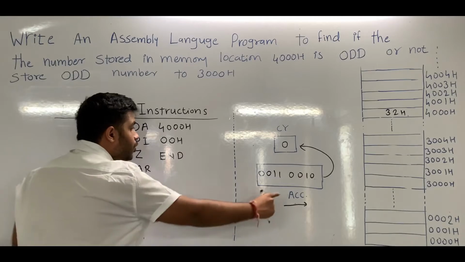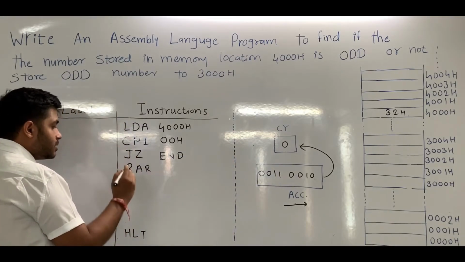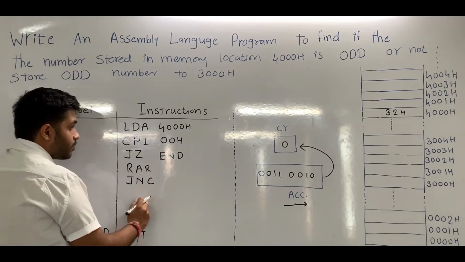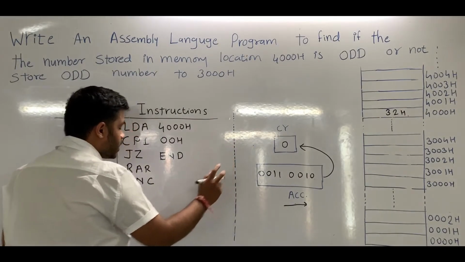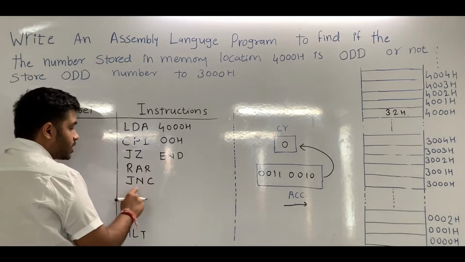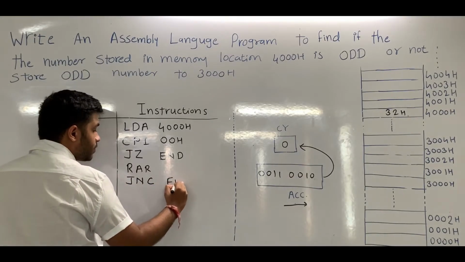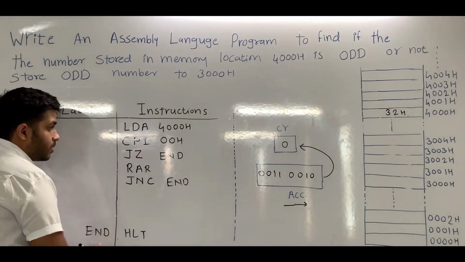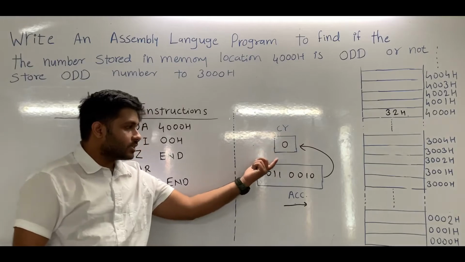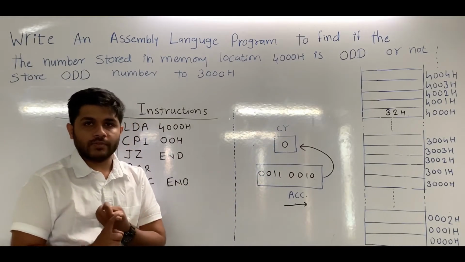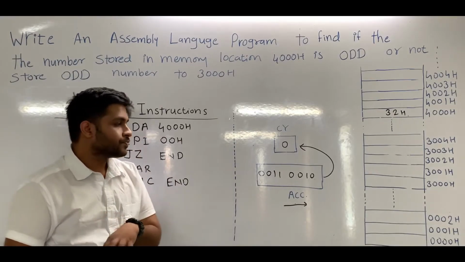So after rotating, when the carry flag is not set, we will use JNC, jump if no carry, to end. It means when the carry is not set, we will jump to end, because when carry is not set, the number is even. We are not interested in 0 number or even number. We are interested in odd number.